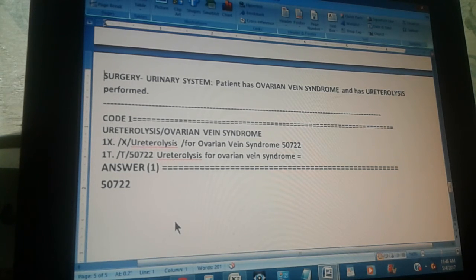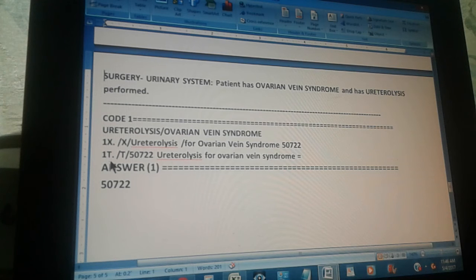There's only one code, and the keywords we're looking for are ureterolysis and ovarian vein syndrome. But the path exactly is like this. The code is found through the index like this. First you go to the index, and then you go to ureterolysis. It's in alphabetical order, so you start with ureterolysis, and then ovarian vein syndrome, and there's a code next to it, which reads 50722. Now we're going to check this code in the tabular. You always have to check it.